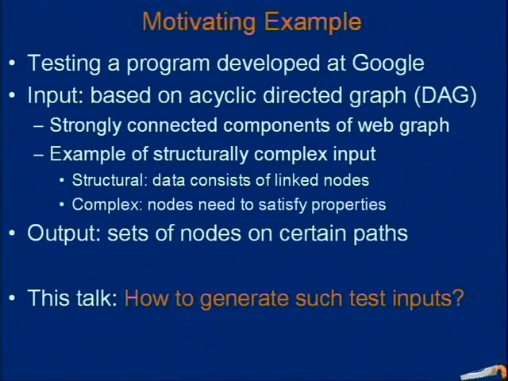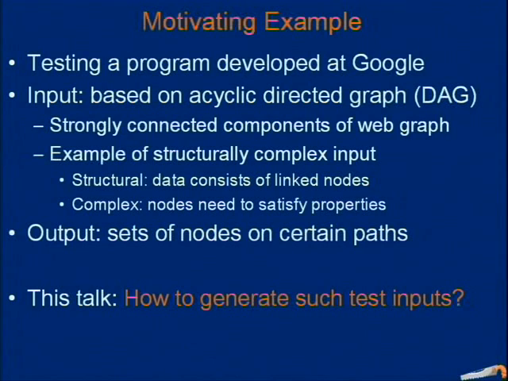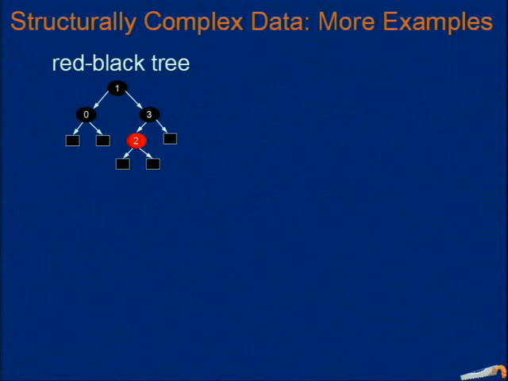Just for the sake of completeness, I mention what the output of this application is. But I don't exactly know, because I never saw the application. We would just send the tools for testing and get back the results. I never even ran any of that. I just know that it computes some kind of sets of nodes on certain paths, so it does some kind of traversal. So the key point is that the inputs for this application are complex data structures, and the question is how to generate those.